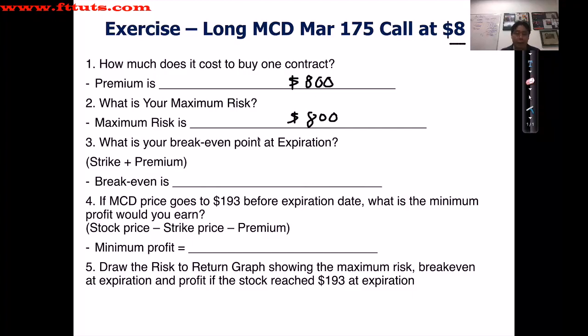Next, what's your break-even point at expiration? To break even on this trade at expiration, it's basically your strike price plus your premium. What's your strike price? $175. What's your premium? $8. So you take $175 plus $8. Your break-even price would be $183. Let me just write it down. Break-even price at $183. Max loss at $800.